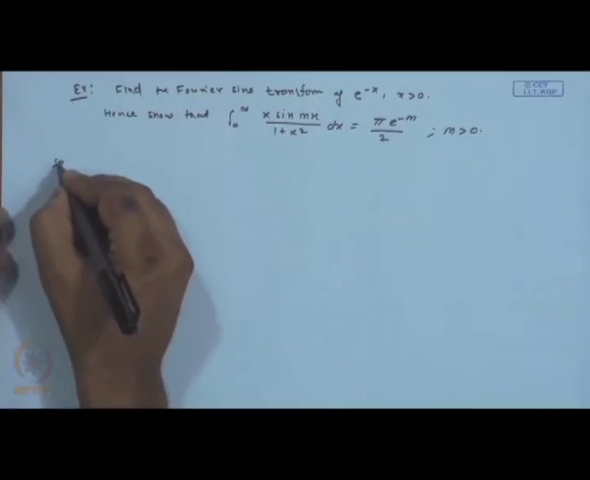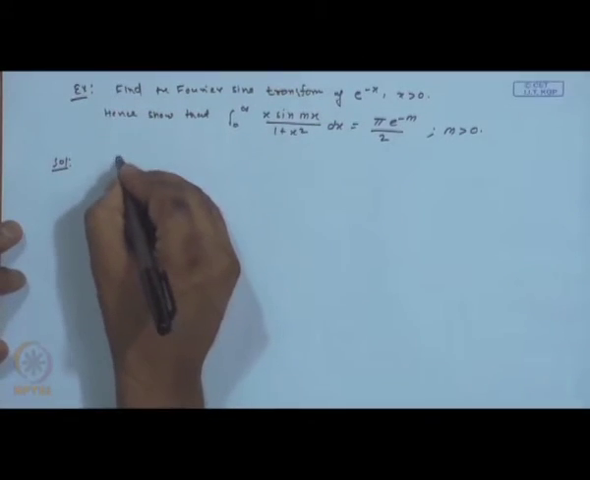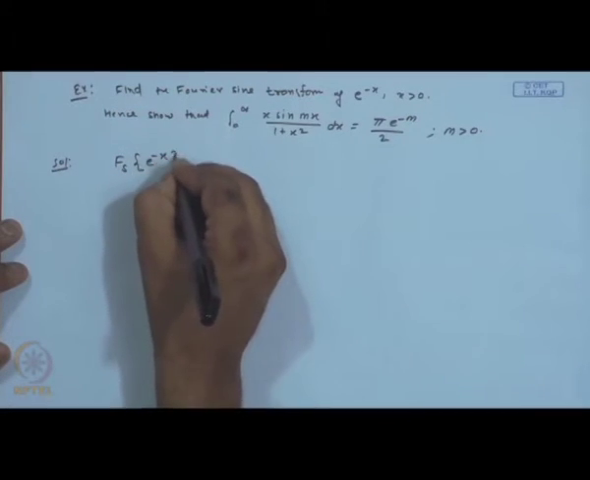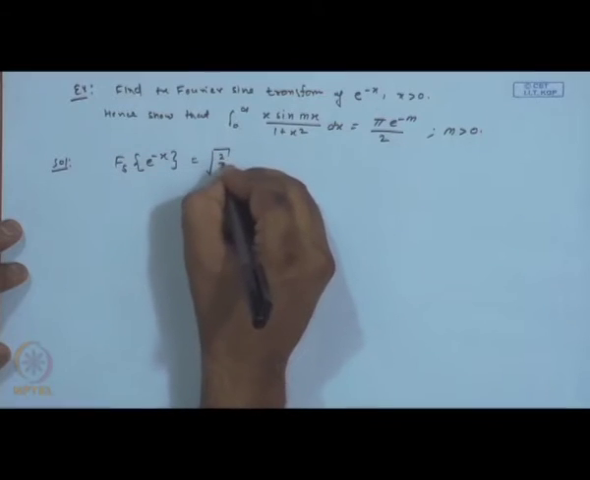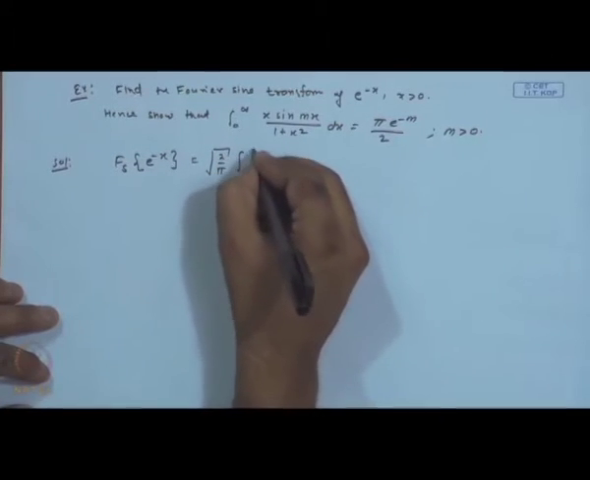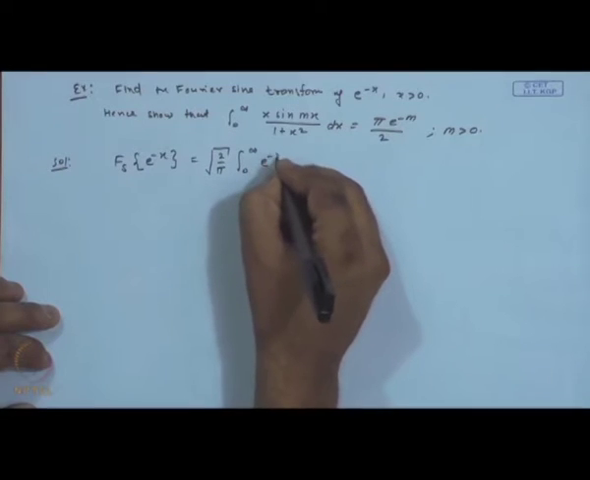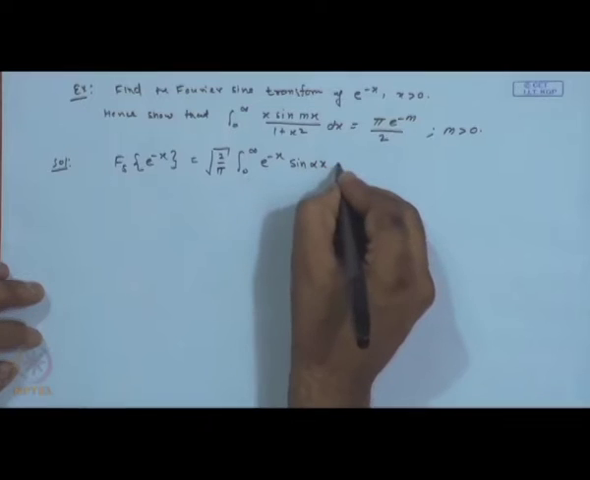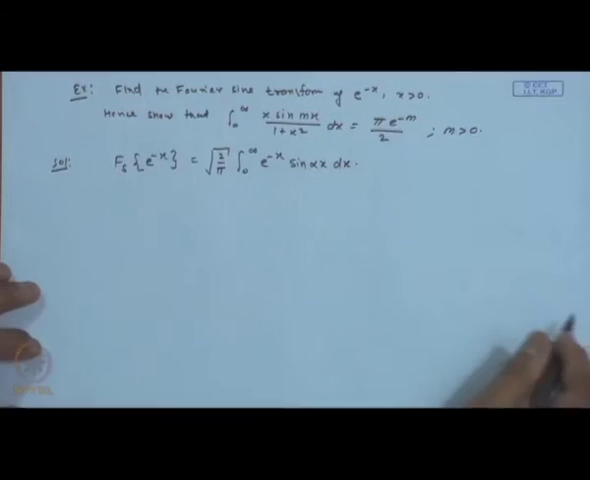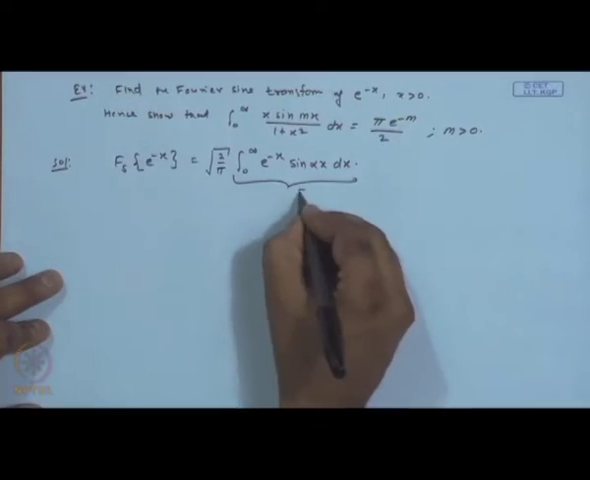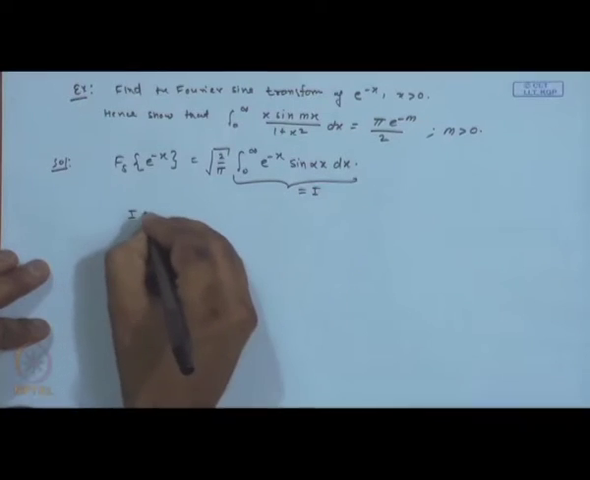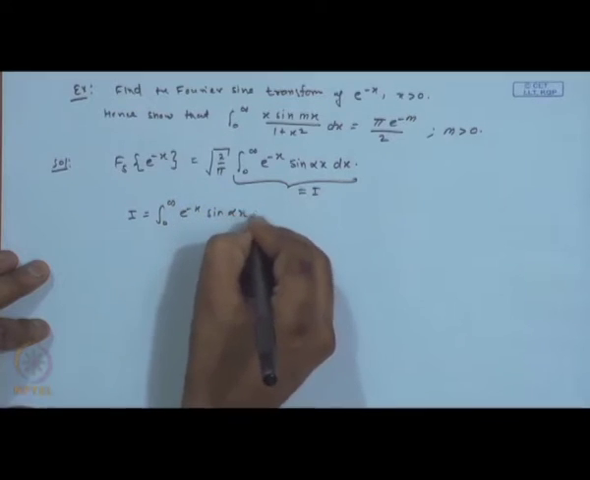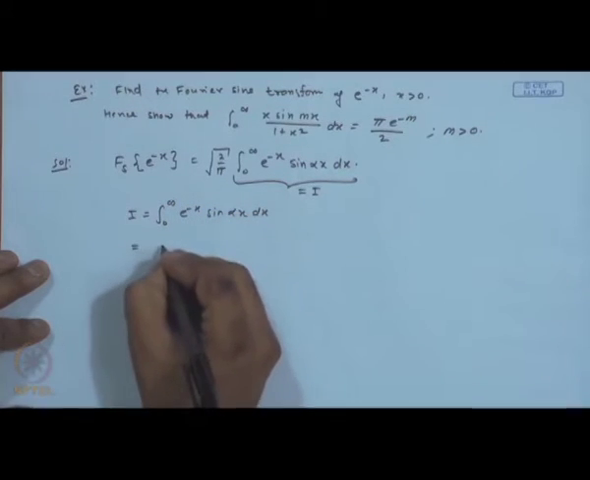So now we go with the definition of this Fourier sine transform. We have square root 2 over pi, integral 0 to infinity, e to the minus x, that is the function, and for the sine transform, sin alpha x dx. So we can evaluate this integral. Let us assume this is I. So we have I equals the integral from 0 to infinity of e to the minus x sin alpha x dx. We integrate by parts.